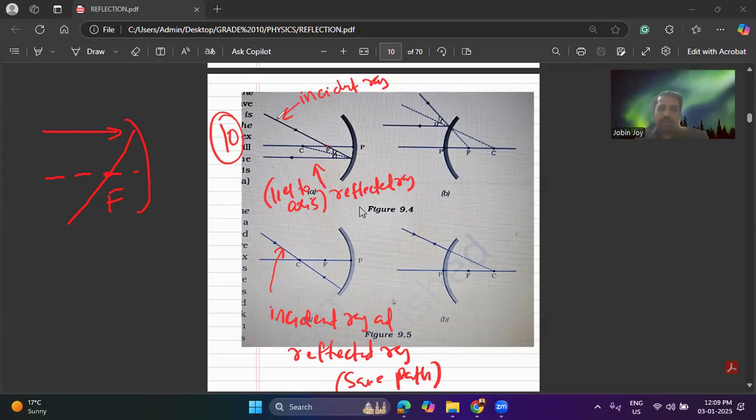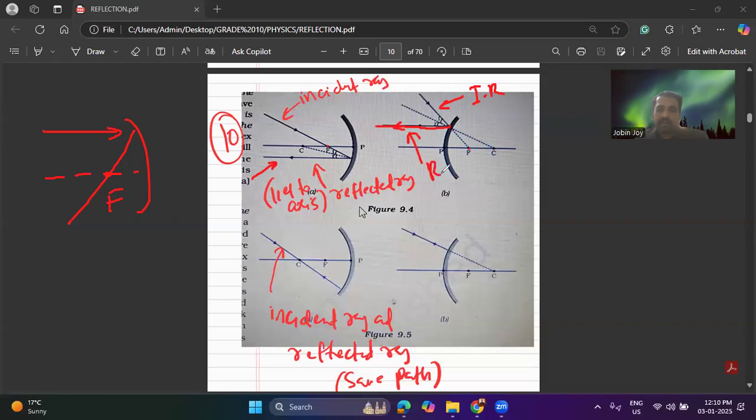So if the incident ray is passing through the focus, then the reflected ray will be parallel to the principal axis. Reverse, just reverse. Similarly here, this is the incident ray, and this incident ray is passing through the focus. Here you can see the ray will come here, and we will intersect. We will extend this line to the focus. And if the incident ray is passing through the focus, I already told you the reflected ray will be parallel to the principal axis.